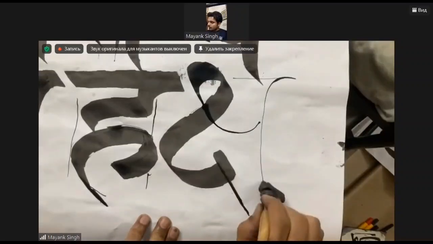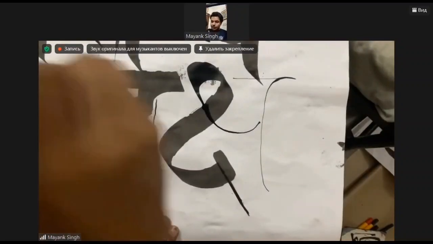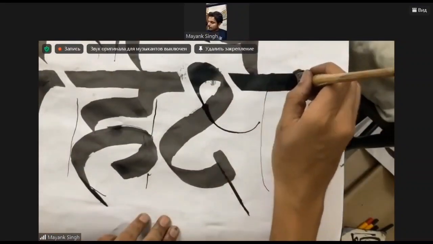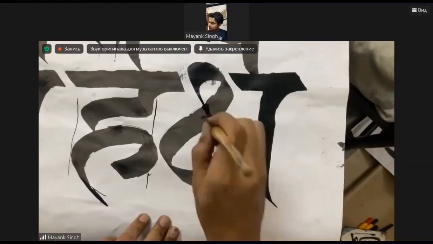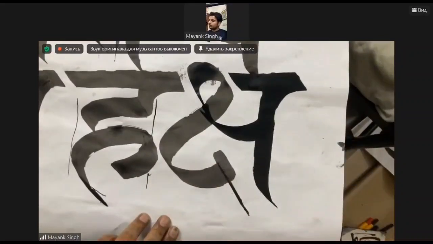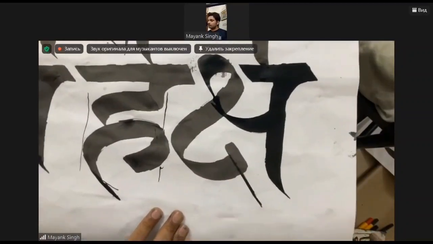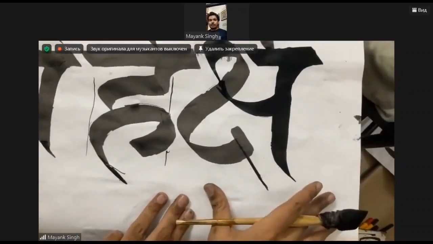Shirorekha, the common stroke, follow with kalam. This is clear.